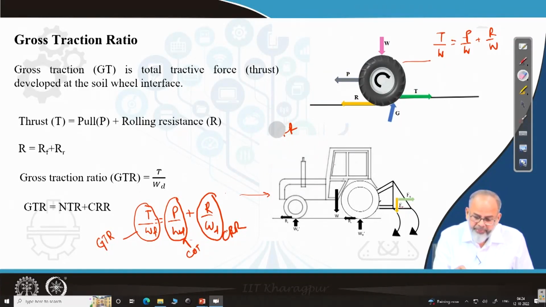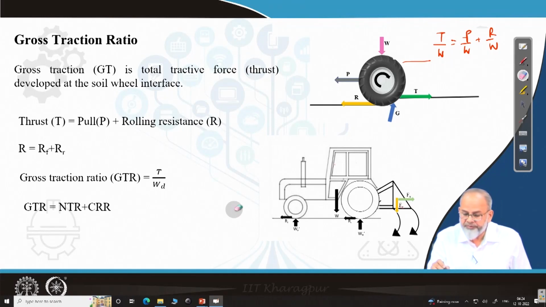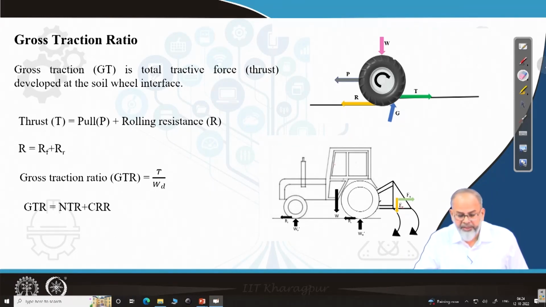Next is tractive efficiency. This is a very important parameter while evaluating the performance of a tire or a tractor. As the name implies, efficiency means there will be some output and some input. So output by input is your efficiency.